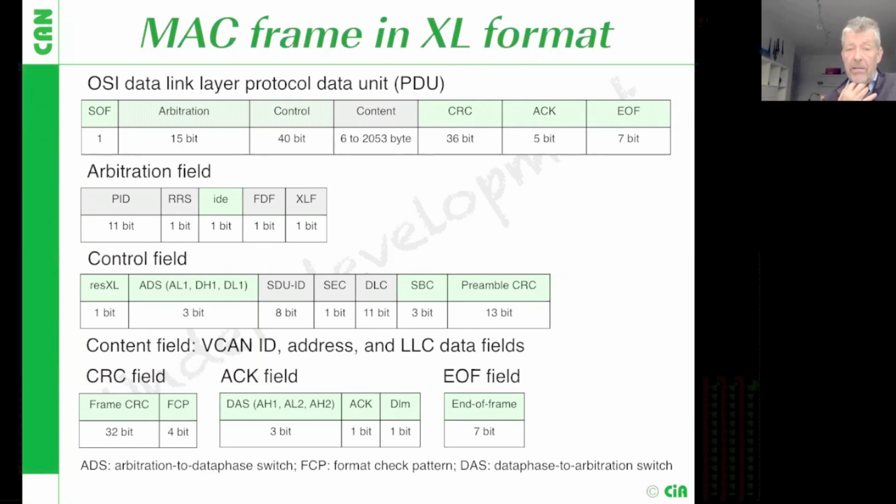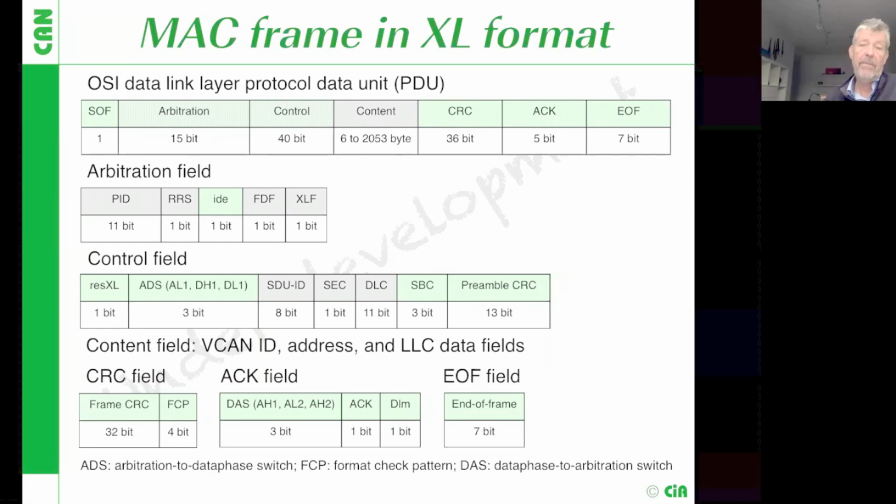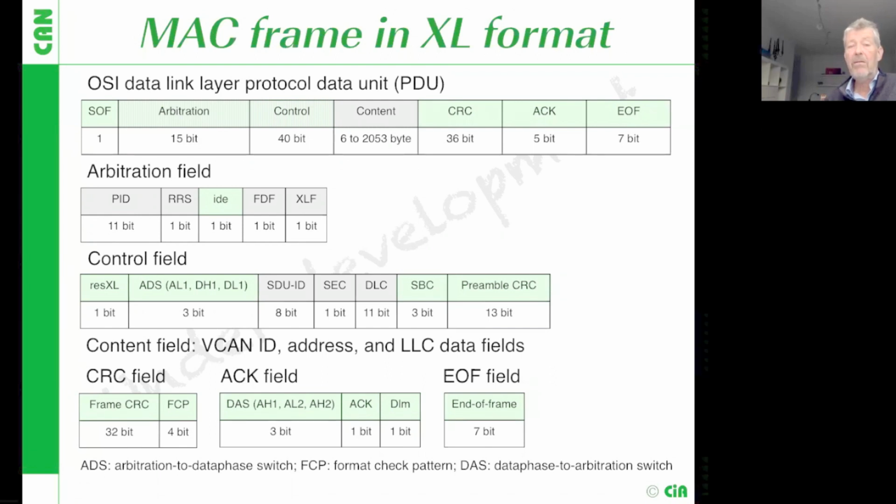Then we have the content field. I discussed this already. This content field can have from 6 to 2053 byte. It contains the VCAN ID, the virtual CAN ID, the address field, which is a 32-bit value, and the LLC data field. The CRC field after the content field, this is used for the frame CRC, and some additional 4 bits to protect the frame CRC.